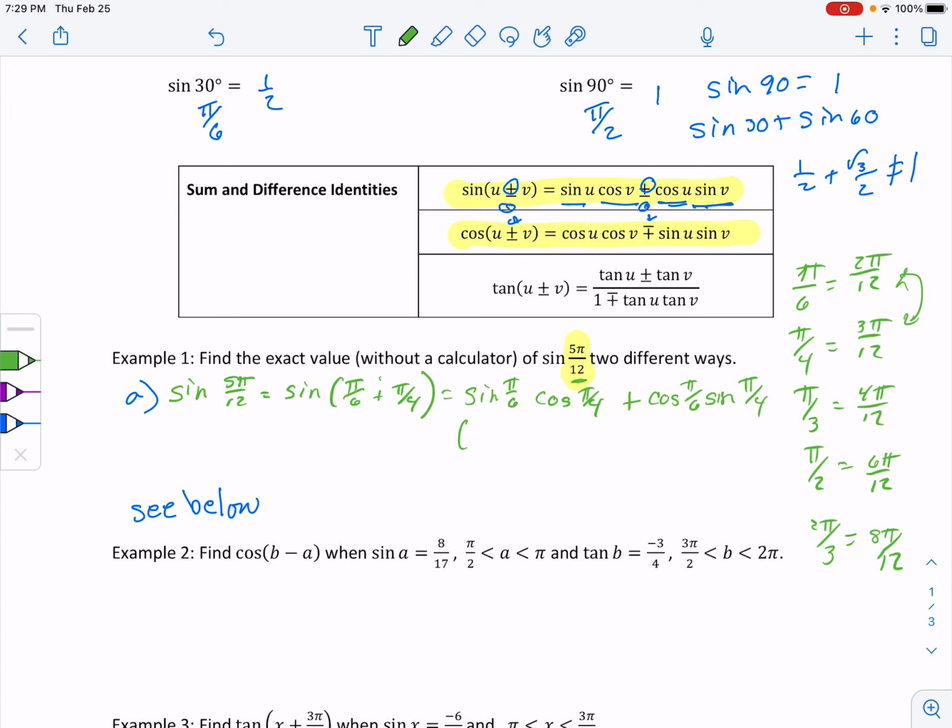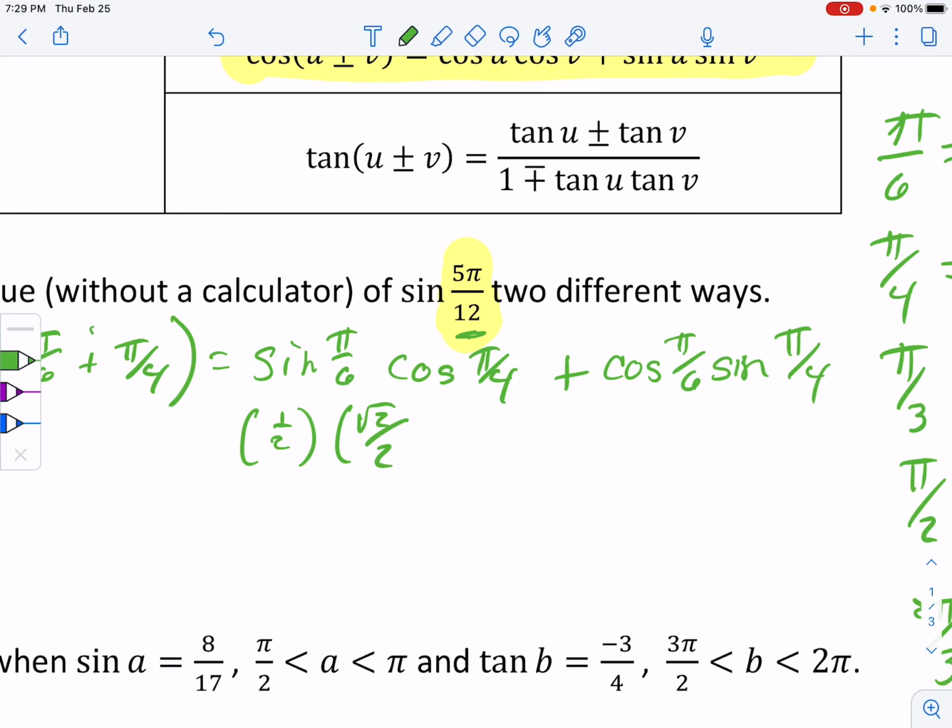The sine of pi over 6 is a half. The cosine of pi over 4 is root 2 over 2. The cosine of pi over 6 is root 3 over 2. And the sine of pi over 4 is root 2 over 2.